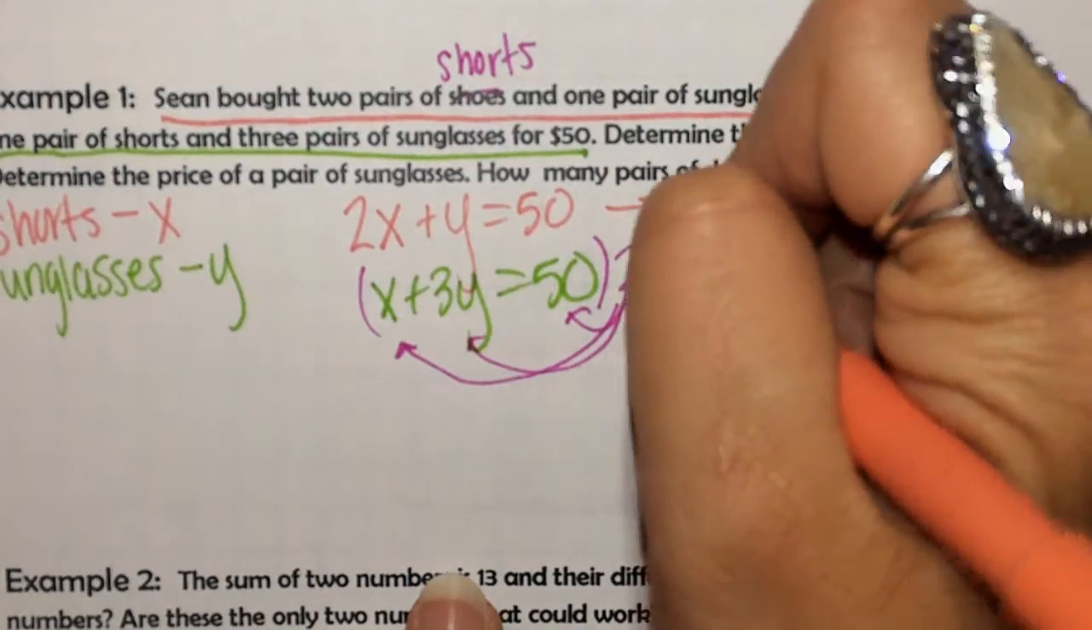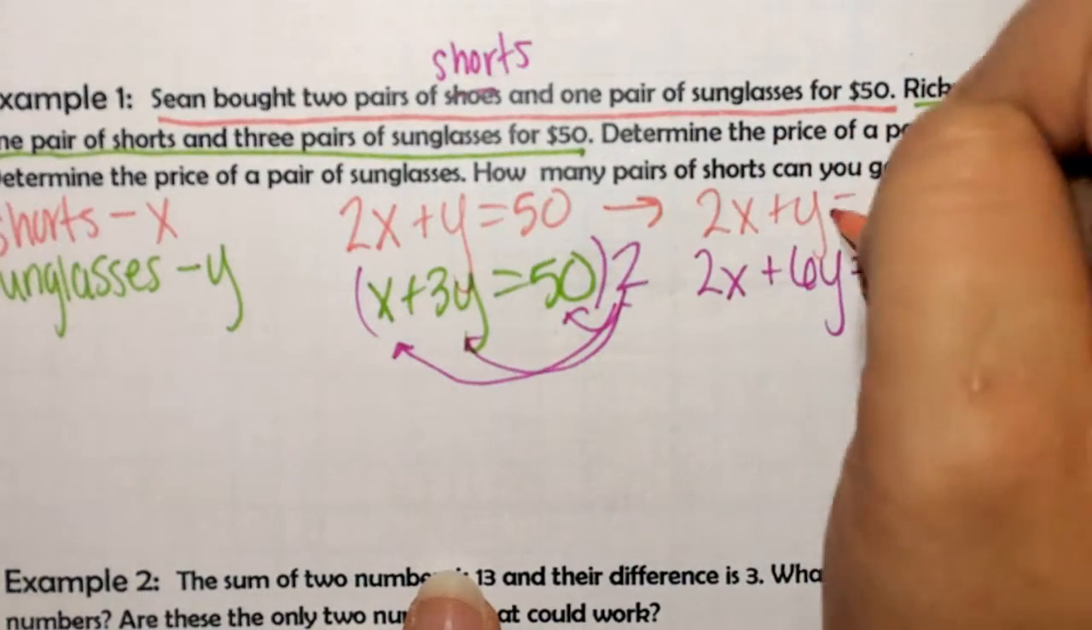And then we just bring this guy over to x plus y equals 50.